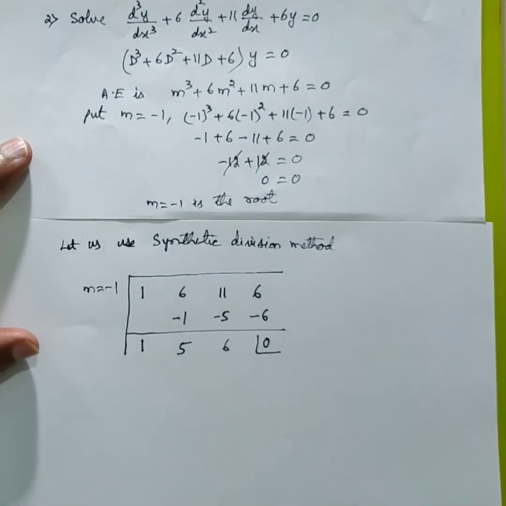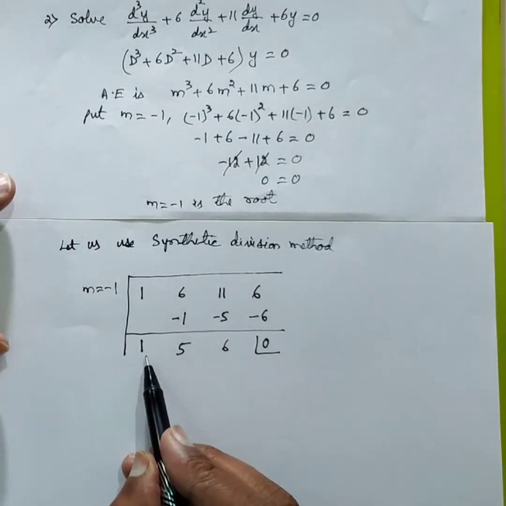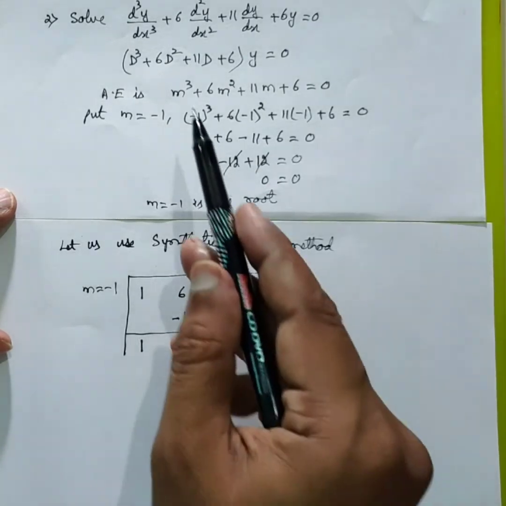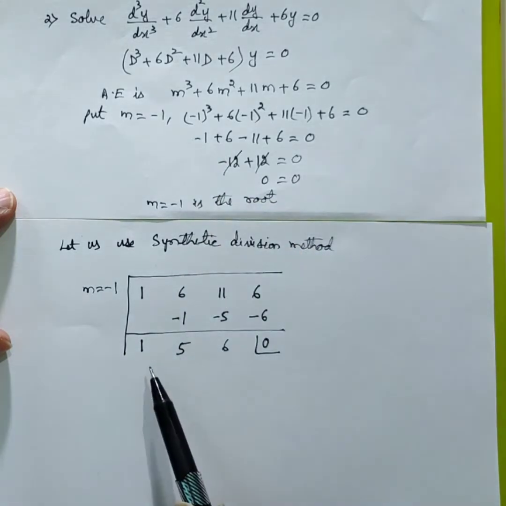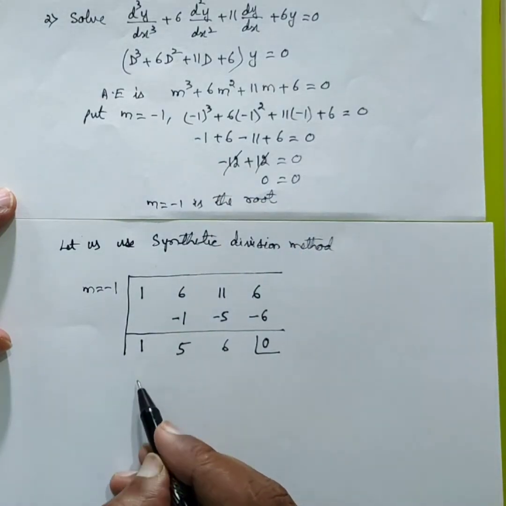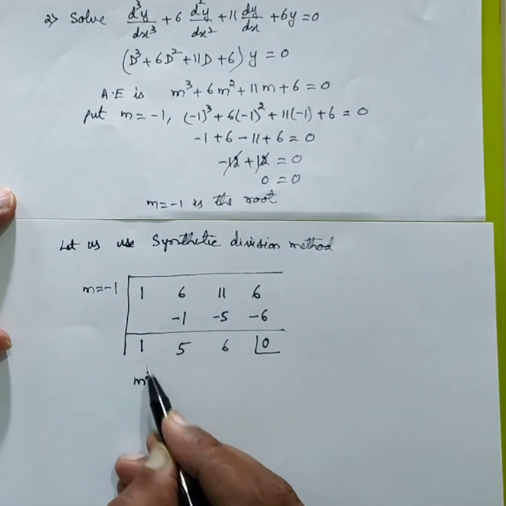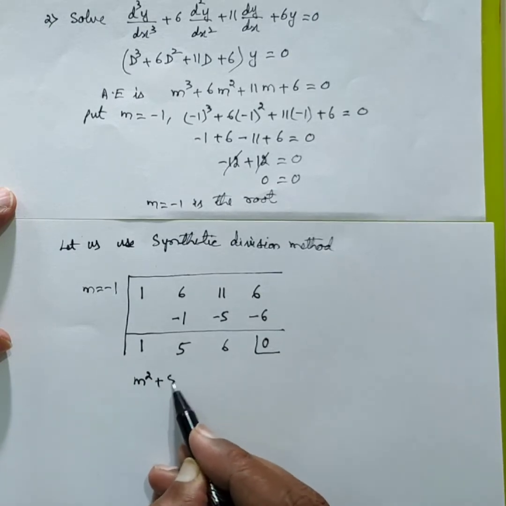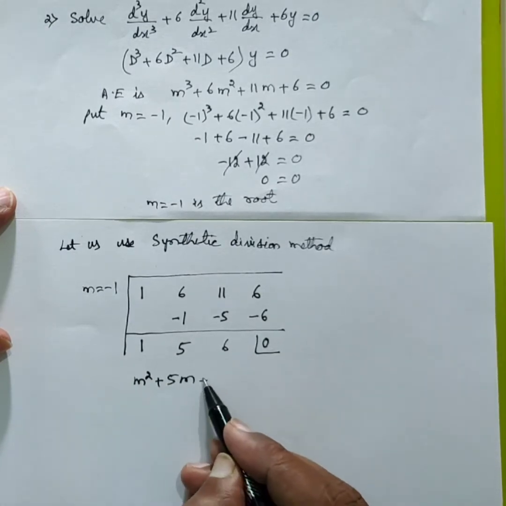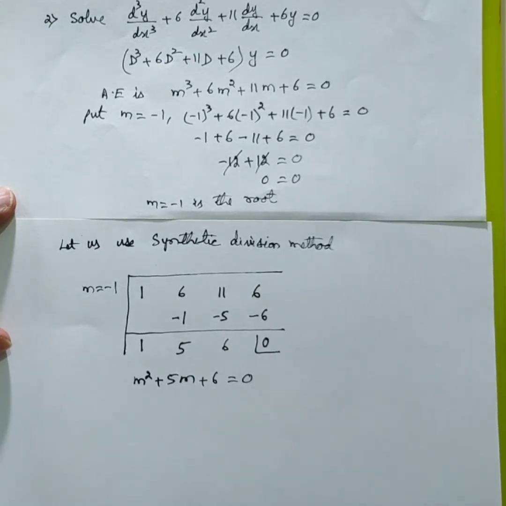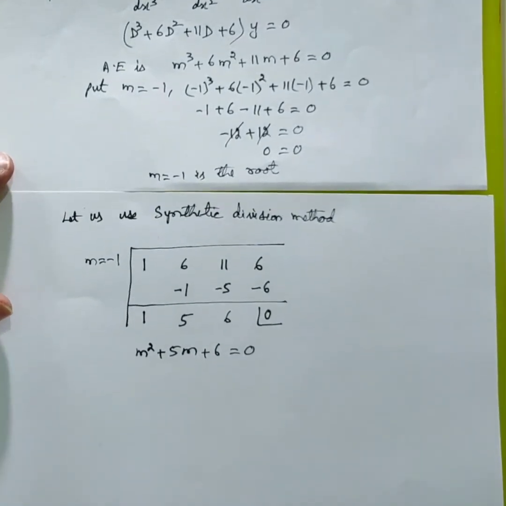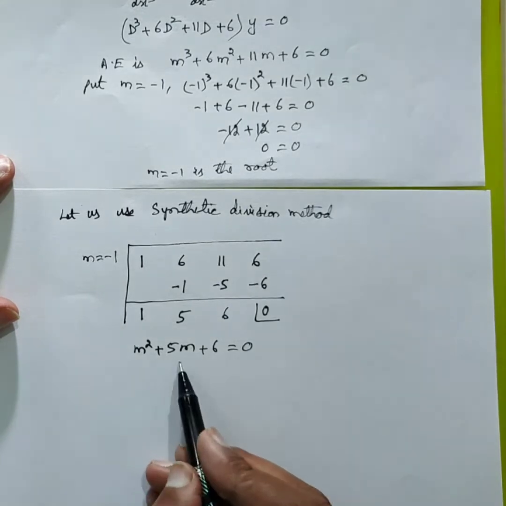So now if you write down the equation over here, it was D cube, which has been written in the form of m cube. So now m cube will become the quadratic equation. So this will be m square plus 5m plus 6 equals 0. So the cubic equation is converted into the quadratic equation, and this equation can be solved.